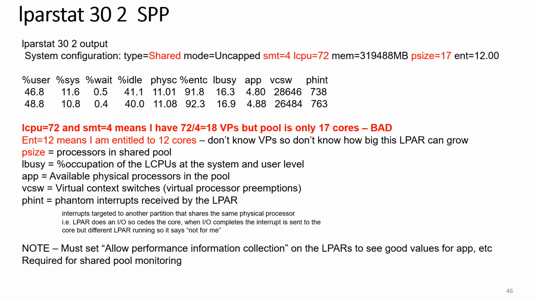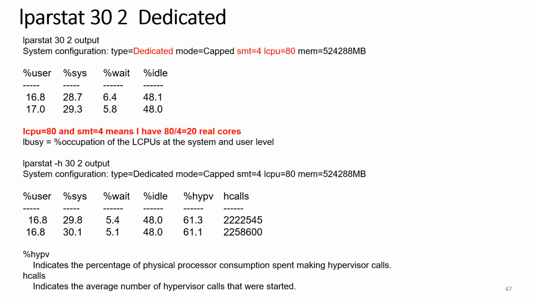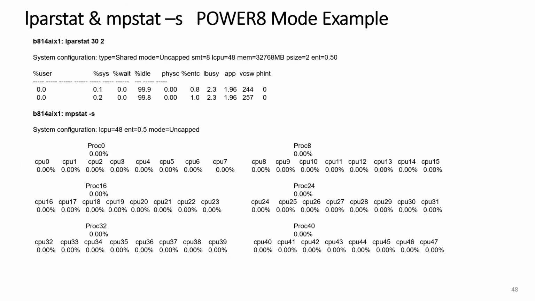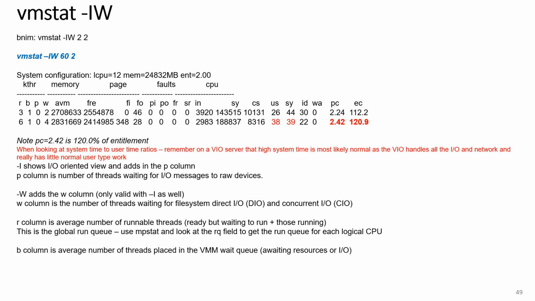Also, if you want to see good values for things like the available physical processors, you need to go into the HMC and turn on the check mark for allow performance information collection. Otherwise, you can't do shared processor monitoring. And this is just an example for the same thing for a dedicated LPAR. And some examples in the next couple of slides for showing how things are broken down with mpstat -s.